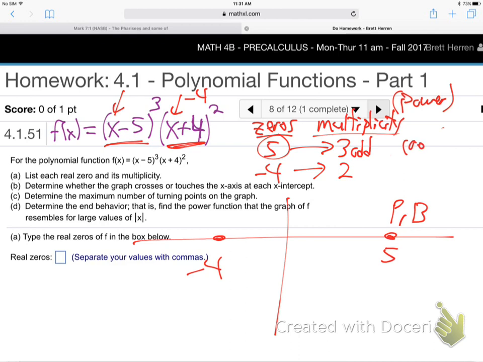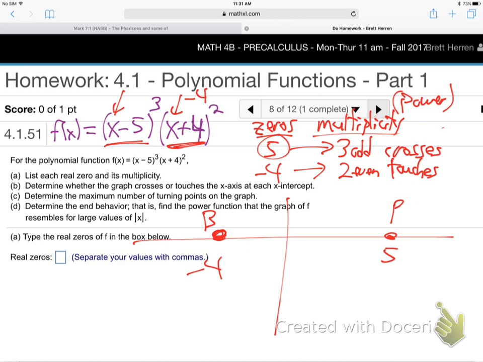It crosses through. And at negative 4, the power is 2. It's even, so it bounces, or what do they say? Touches. It touches or bounces. I'll put a B for bounce. It's going to bounce there. It's going to pass through there. Good so far? On the graph? Stop me if you want to talk about it.